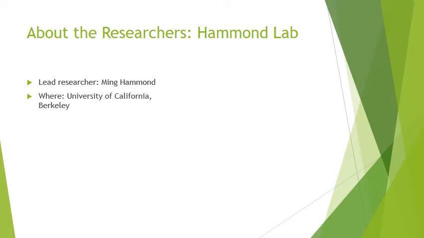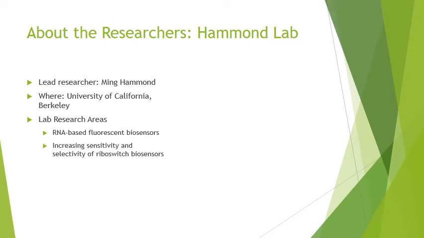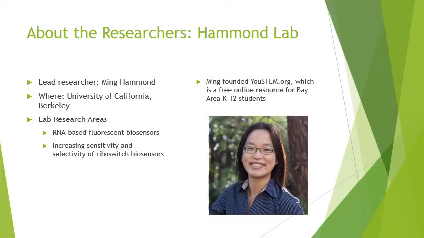They are based out of the University of California, Berkeley, and their two main research areas are RNA-based fluorescent biosensors and increasing sensitivity and selectivity of riboswitch biosensors. Ming also founded the website usestem.org, which is a free online resource for Bay Area K-12 students. And there's a picture of Ming.